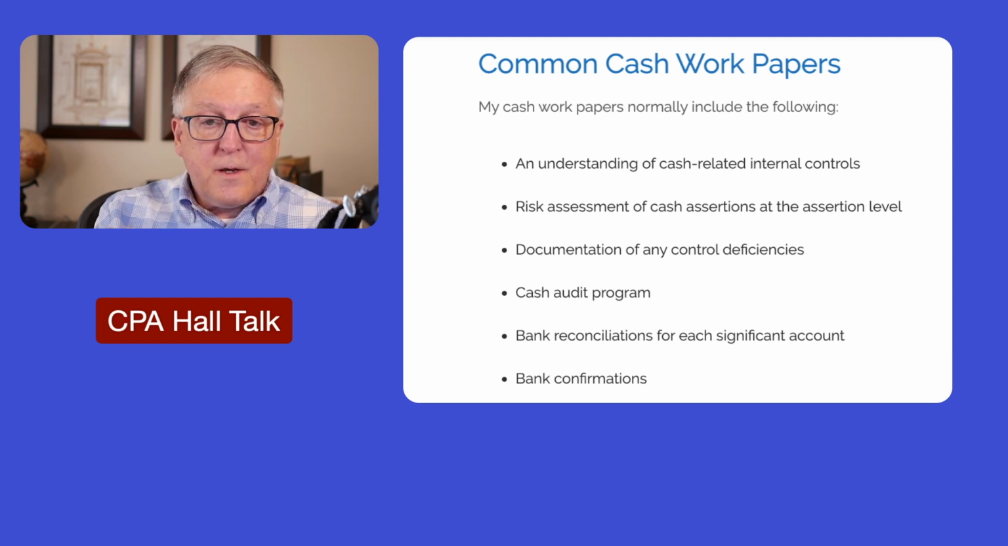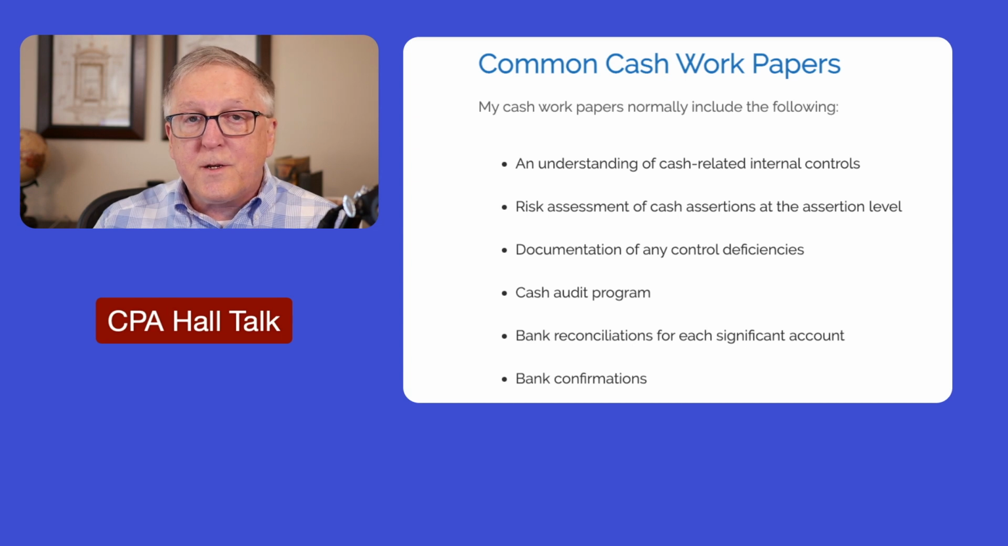We should see bullet number 3, documentation of any control deficiencies. So after we do the walkthrough or as we perform the audit procedures such as the bank reconciliation, we want to note any internal control deficiencies so we can communicate those later on, but also to see if they might have impact on the planned procedures for this area. Bullet number 4 is the cash audit program. So we develop that program based on the risk above.